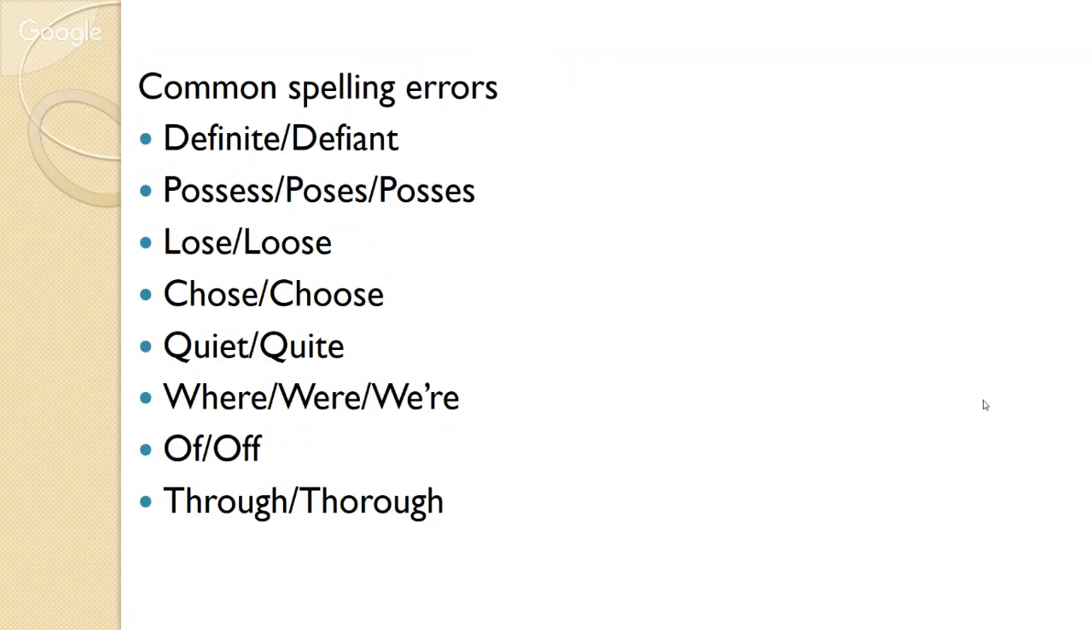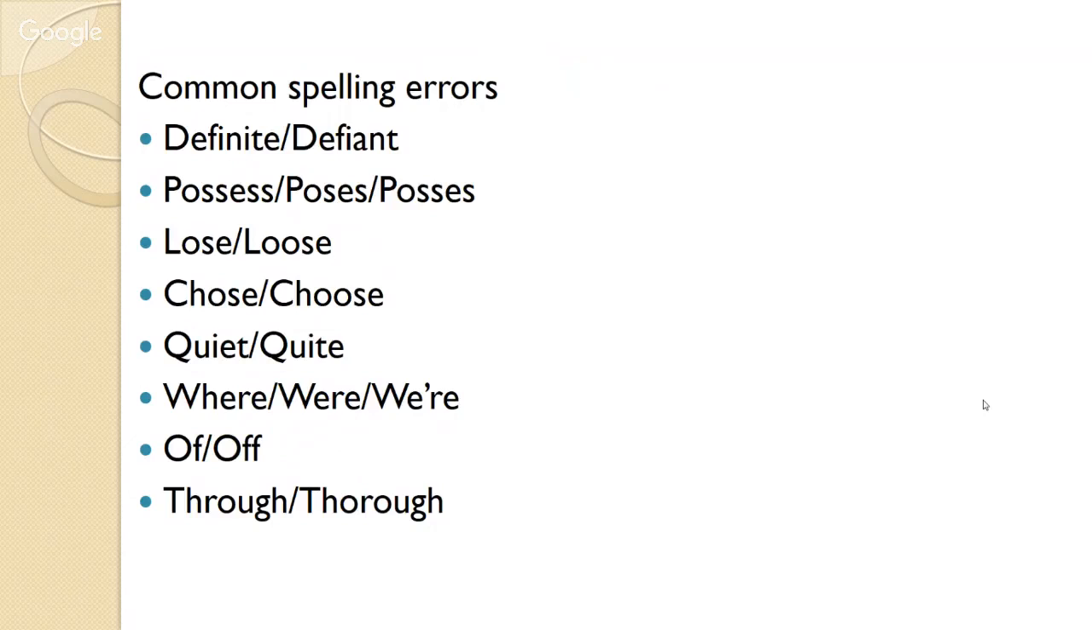So lose and loose would be another very common example. Again, the double O's, the double letters. The use of double letters in spelling confuses the crap out of people. Chose and choose. You have to watch out for words that have double letters. And really, when it comes to spelling errors, yes, use a spell check, but you still need to proofread to make sure it's spelled correctly, that you've got the right word.